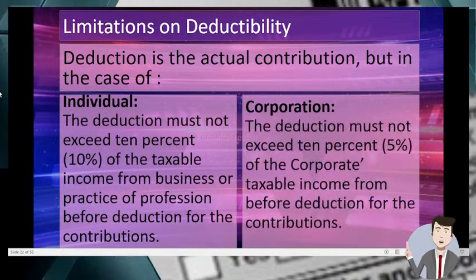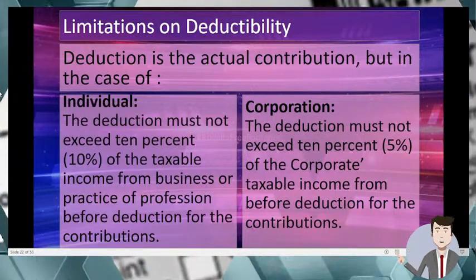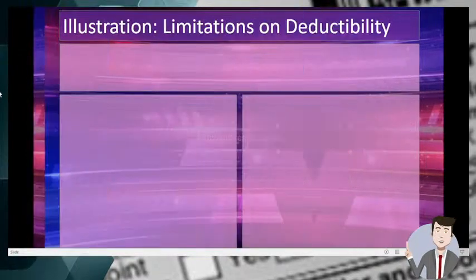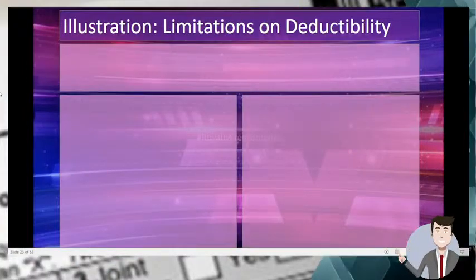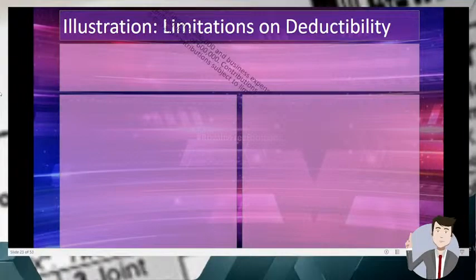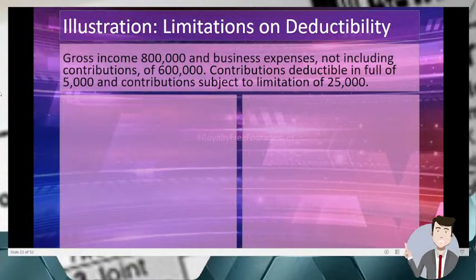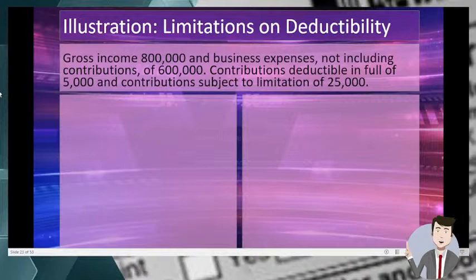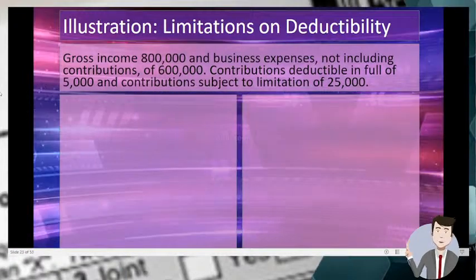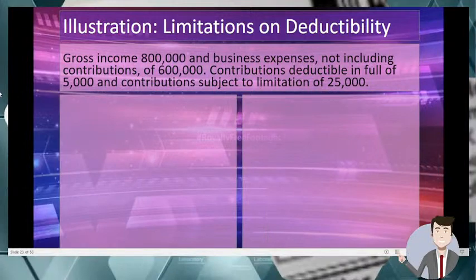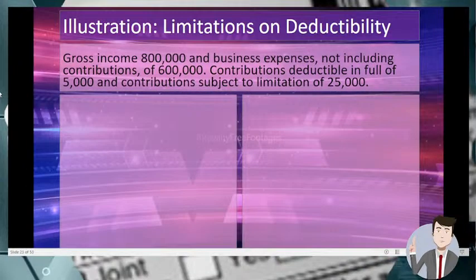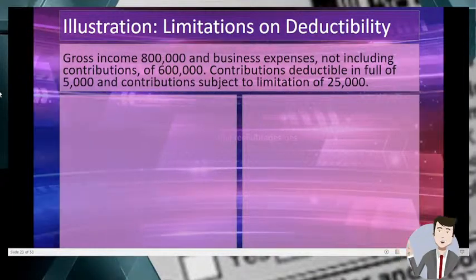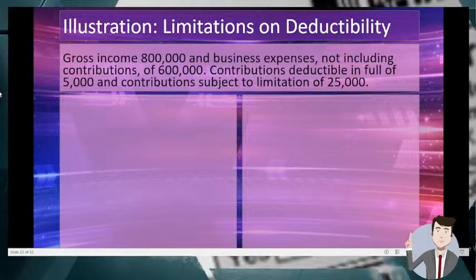So for a corporation, the deduction must not exceed 5%. So take note, for an individual, that's 10%. For a corporation, that's 5%. So let's apply it in this problem. Illustration, limitation and deductibility. Gross income is 800,000 and business expenses, please take note, excluding contribution, is 600,000. Contributions deductible in full are in the amount of 5,000, and contributions subject to limitations are 25,000.